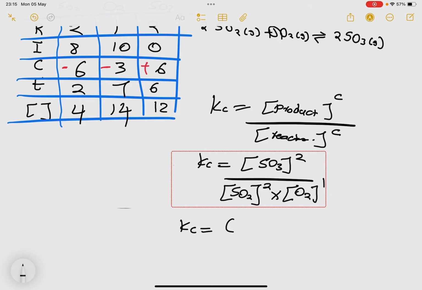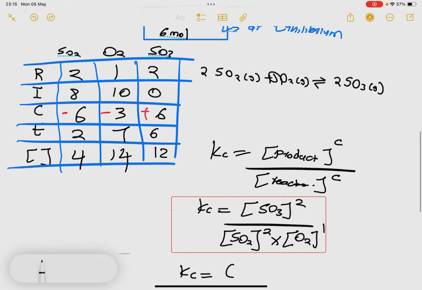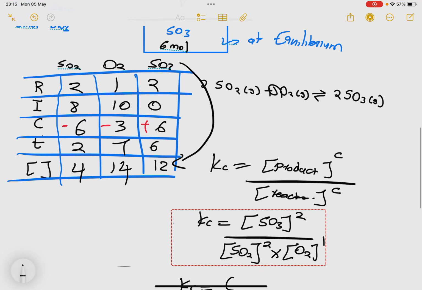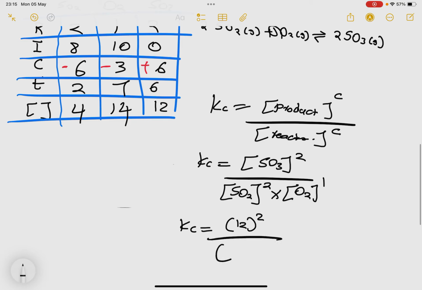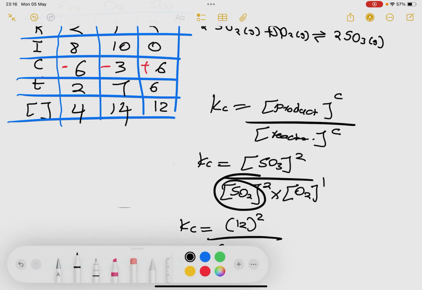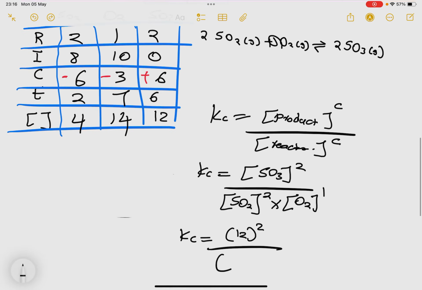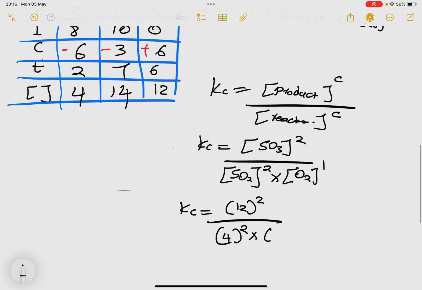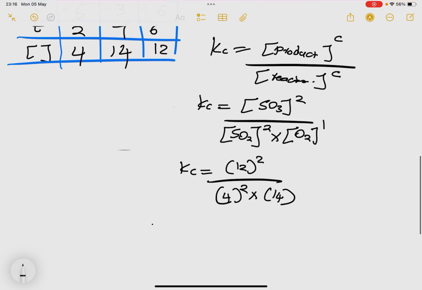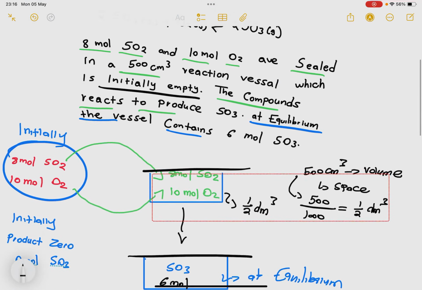So what is the concentration of SO3? As you can see, it is 12, and we square it. Divided by the concentration of SO2, which is 4, and I'm going to square it. Multiplied by the concentration of O2, which is 14. You hit this on your calculator, and you find the Kc for this problem.